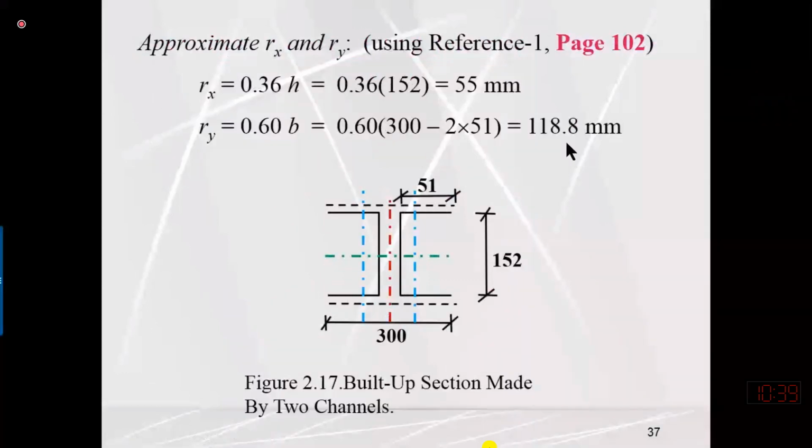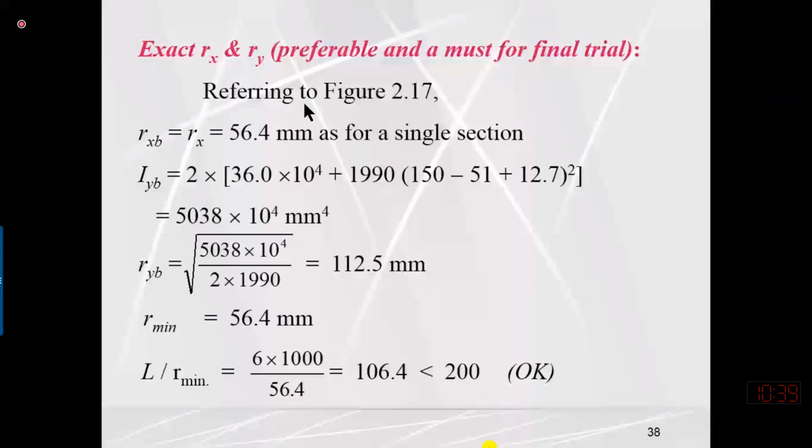So in the examination, if you are having less time, you may use this approximate formula. But if you are having plenty of time or it is mentioned in the question, use the exact Ry or Rx, then you have to compute in this way. So the capacity check against tension is satisfied. We need to check the capacity in compression. We haven't learned the compression member design, but later on when we study it, we can check the capacity in compression.